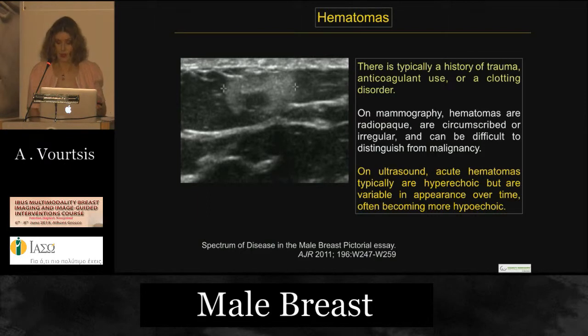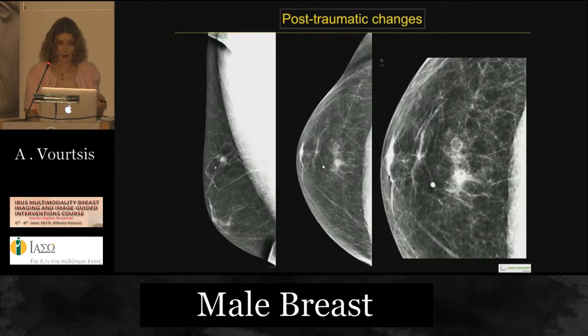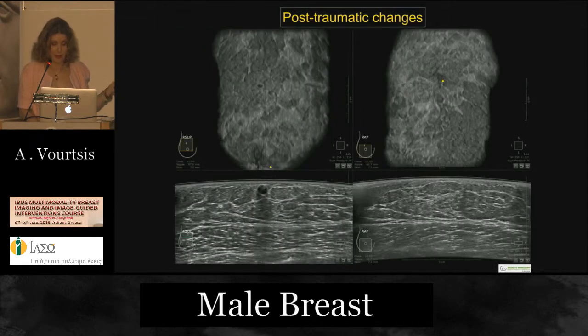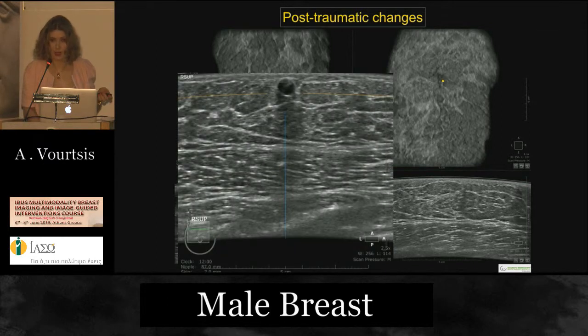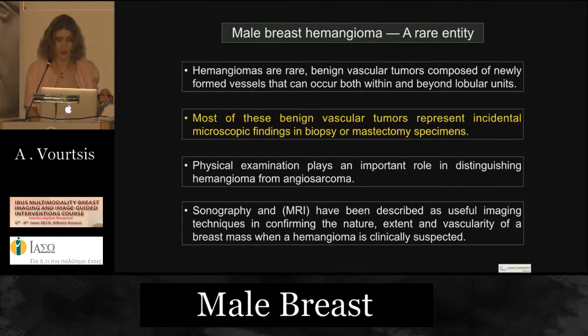Hematomas: if there is a history of trauma, use of anticoagulant, or a clotting disorder, you must always focus and include this in your differential diagnosis. Also, post-traumatic changes. In this case here, you can see the calcification and the corresponding IBUS finding. So this patient had a history of previous injury.